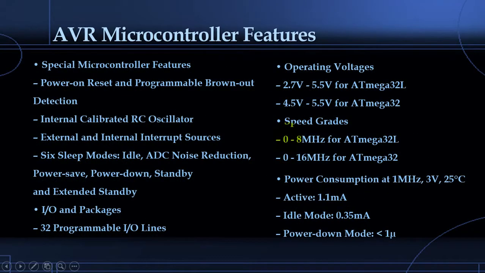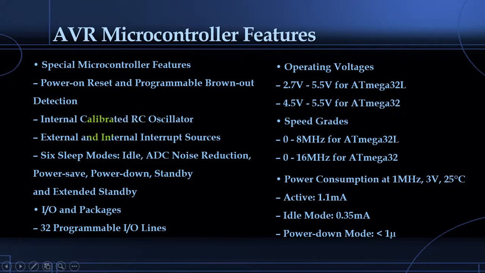There are some special features of the ATmega32 microcontroller: power on reset and programmable brownout detection. Power on reset means that when the microcontroller is powered up, it automatically goes into reset mode. Programmable brownout detection means the microcontroller will stop functioning when the power supply goes below a threshold level, such as 2.7 volts or 4.5 volts, depending on the ATmega32L or ATmega32 series.